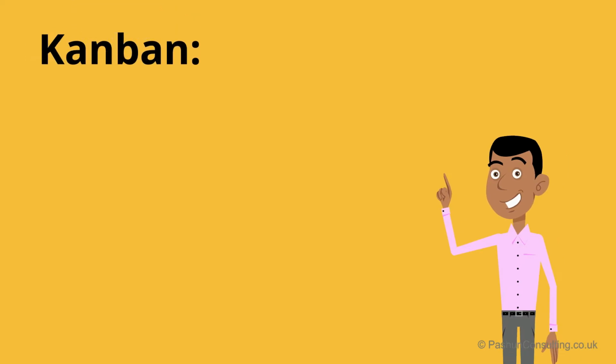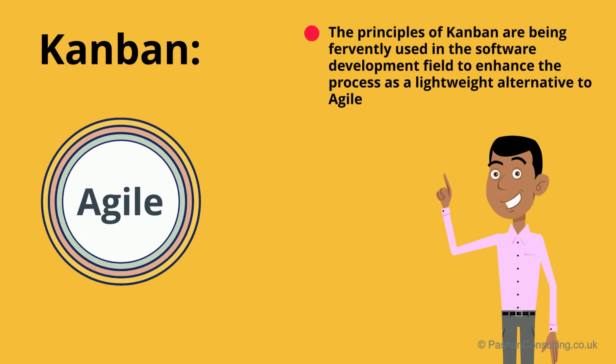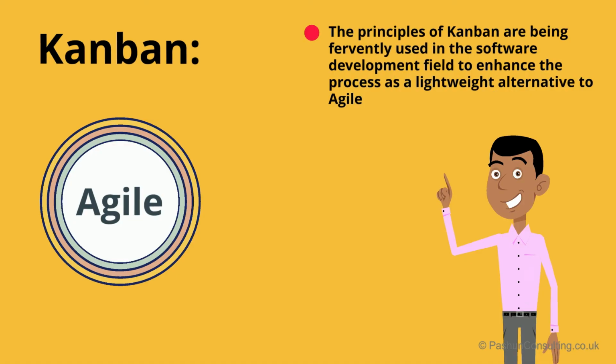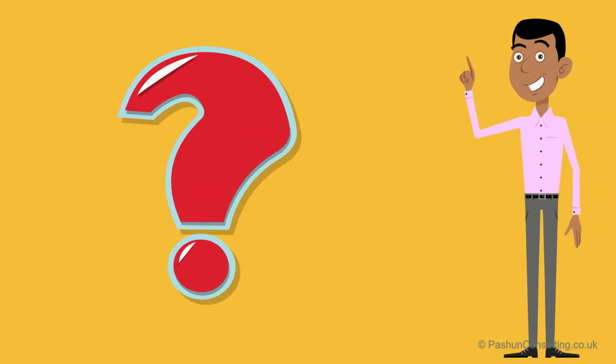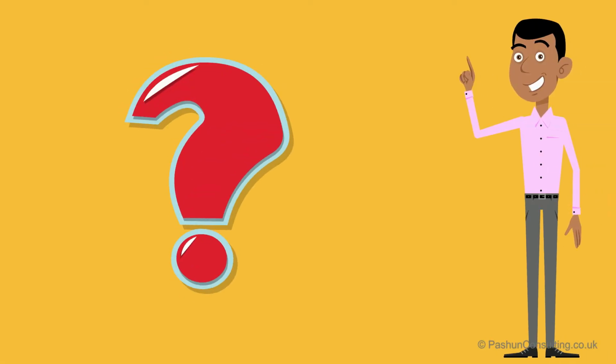Kanban. The principles of Kanban are being fervently used in the software development field to enhance the process as a lightweight alternative to Agile. Let's start by looking at what the problem was that led the developers to adopt Kanban.